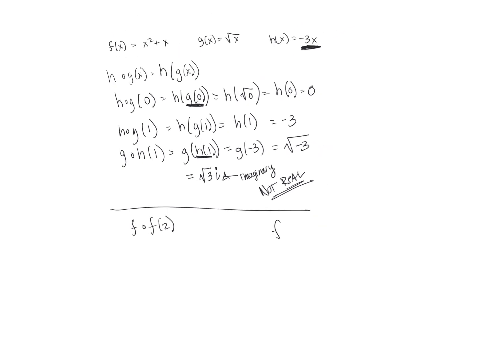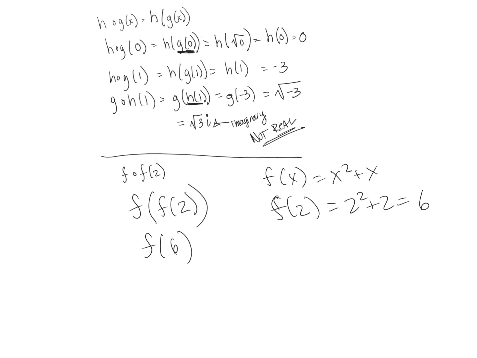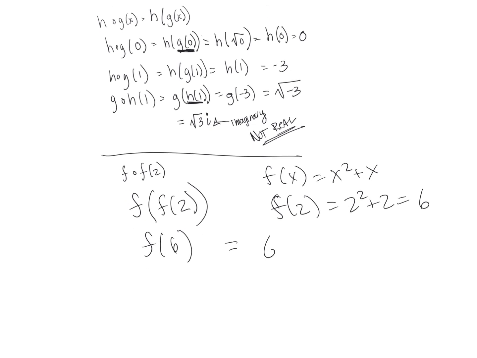So remember that f of x is equal to x squared plus x. So this is f of f of 2. So f of 2 is 2 squared plus 2, which is 6. So this would be f of 6. F of 6 is 6 squared plus 6, which is 42. So f of f of 2 is equal to 42.